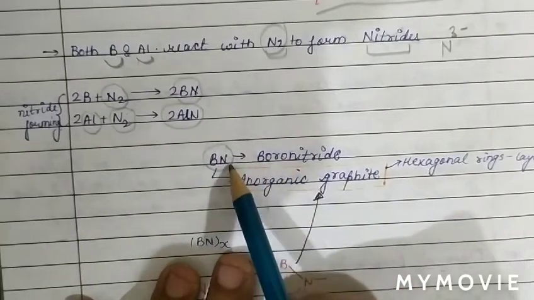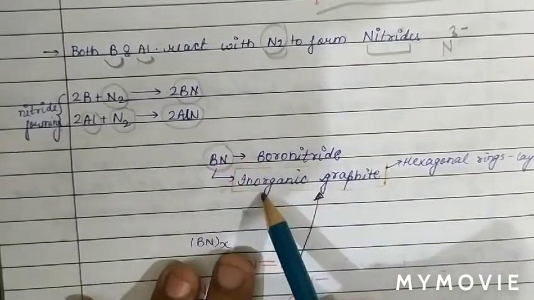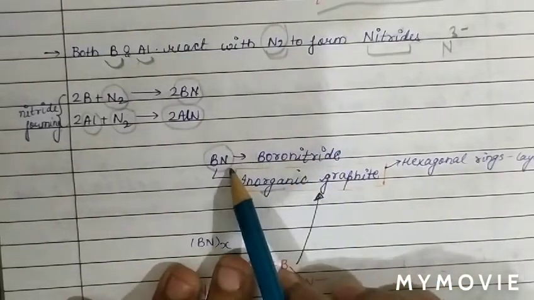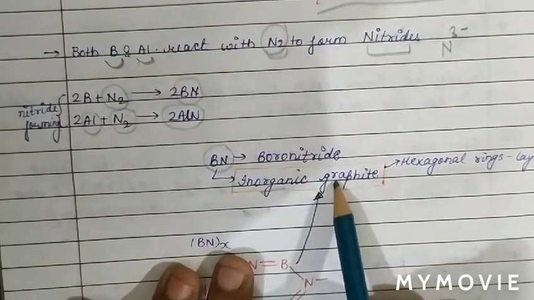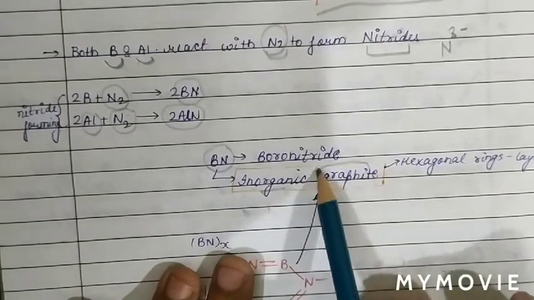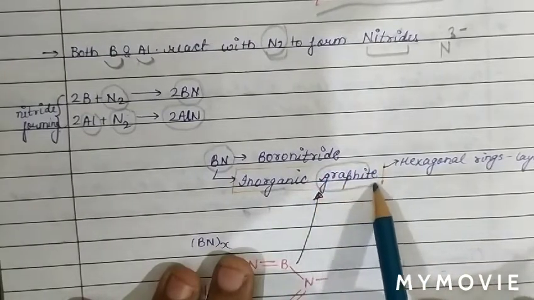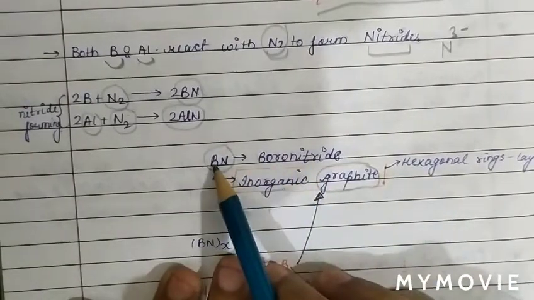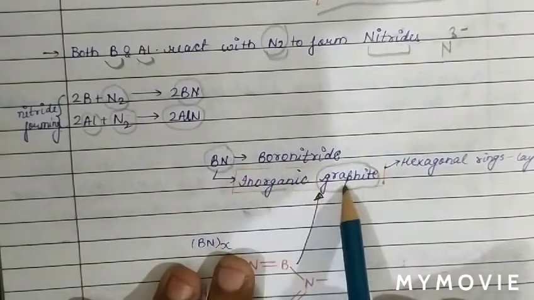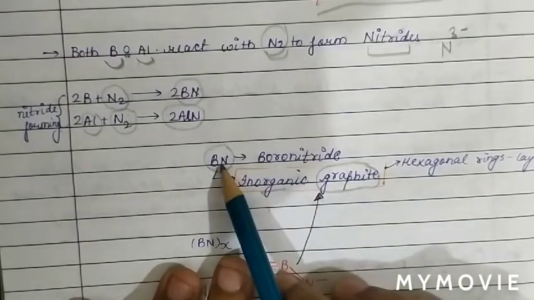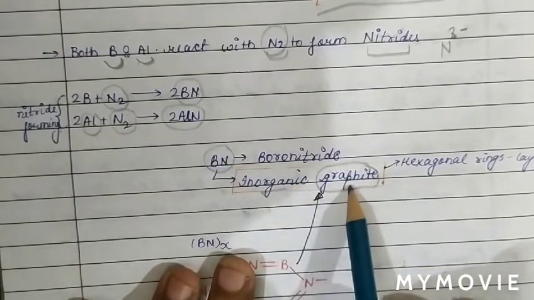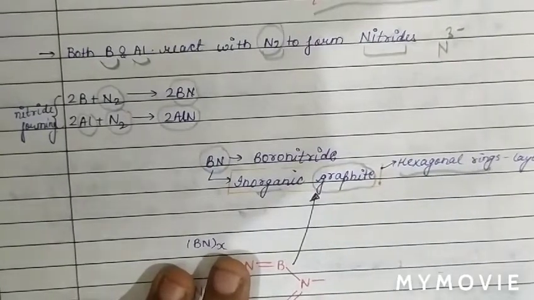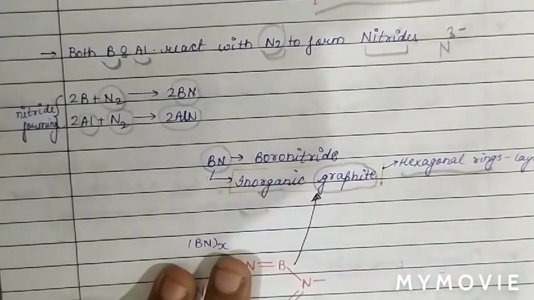We can also call boron nitride inorganic graphite, because graphite also exists in the form of hexagonal rings. In the same way, the structure of boron nitride is similar to graphite. Therefore we call boron nitride inorganic graphite. In graphite hexagonal rings are present, and in boron nitride also hexagonal rings are present.